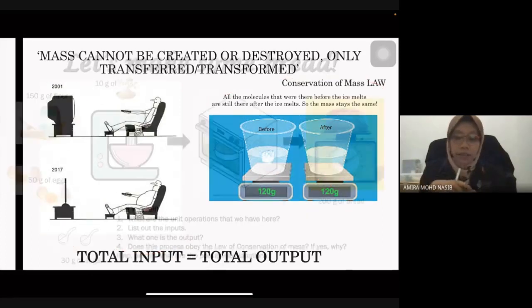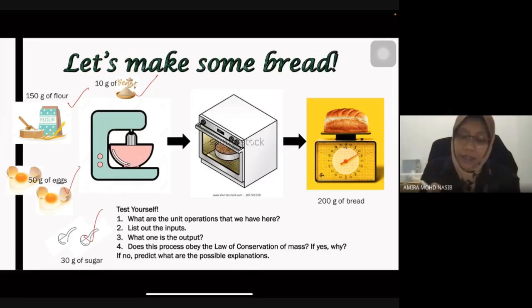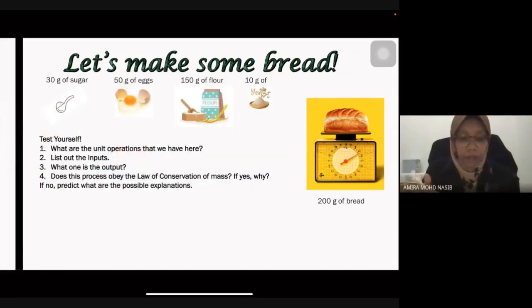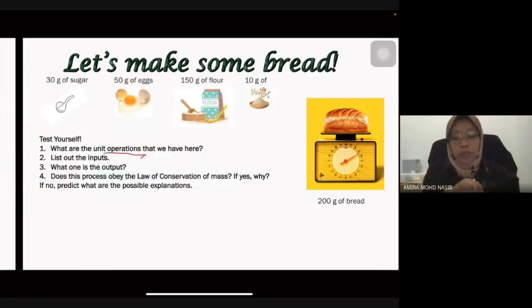Same equation, same example. Let's make some bread, where you want to bake a bread, and your ingredients are flour, eggs, yeast, and also sugar. These are your inputs. Then you mix all together, and then you bake, and then it becomes a bread. Let's test ourselves. What unit operations do we have here? Actually, there are two unit operations. One is the mixer, and another one is the oven.